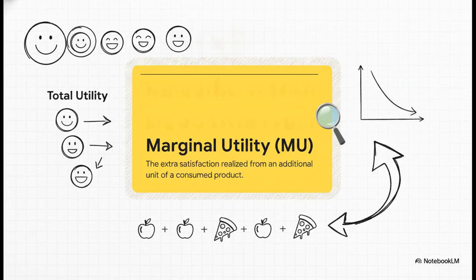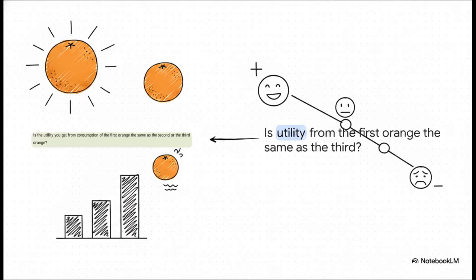It's the change in your total utility. Let's relate this directly to your own life. Just imagine you are absolutely starving, and you eat an orange. That first orange, it tastes like heaven. It gives you a massive amount of utility.